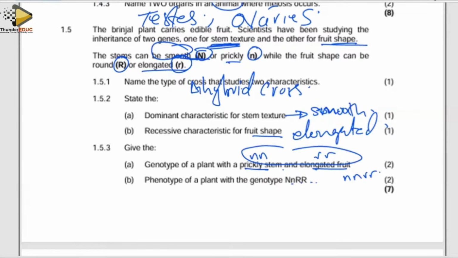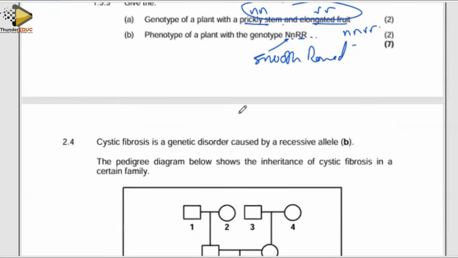The phenotype of the plant with genotype NNRR. What is the phenotype? Because capital N means smooth, and capital R means round. So it's going to be smooth stems and round fruit. Smooth stems, smooth what? You have to be specific. Smooth stems, and then round what? Round shape, round fruit. So yeah, that's it.